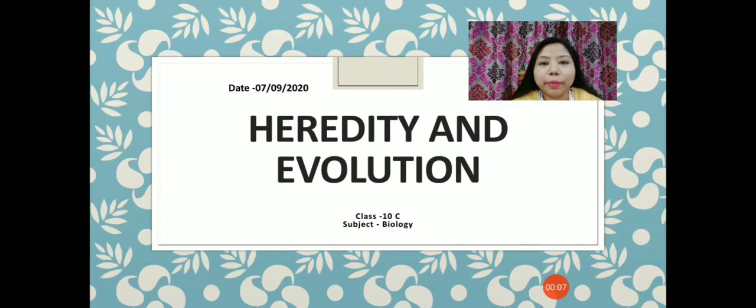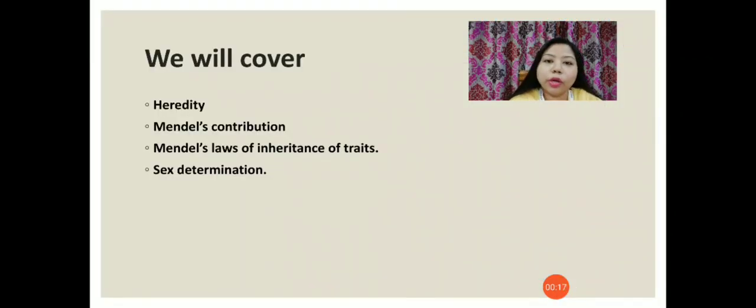We have already completed the previous chapter, that is how do organisms reproduce. And today we are going to begin a new chapter, that is heredity and evolution. Now let us see what we are going to cover in this chapter. So in this chapter we are going to cover the following topics: heredity, Mendel's contribution, Mendel's laws of inheritance of traits, and sex determination.